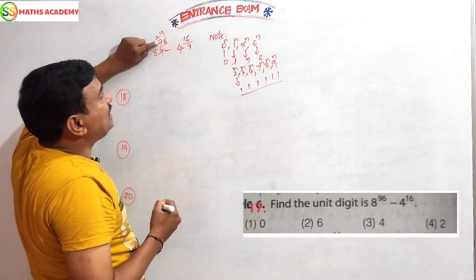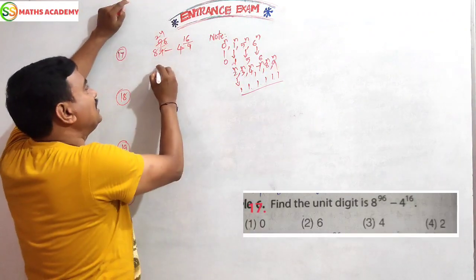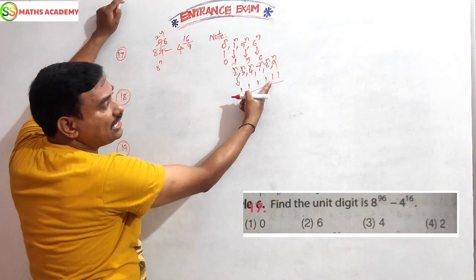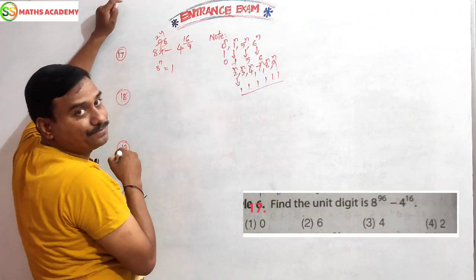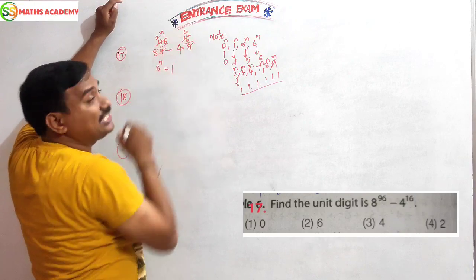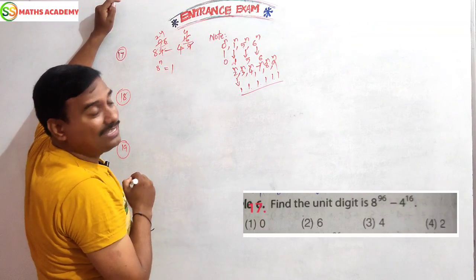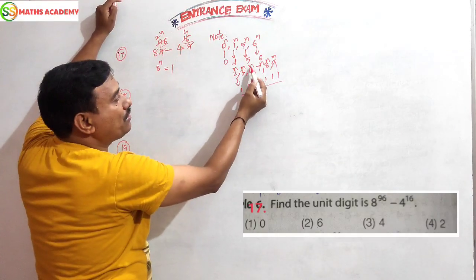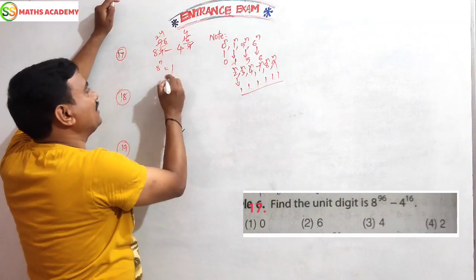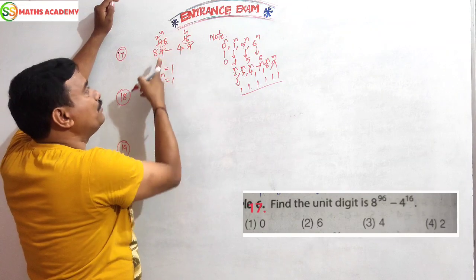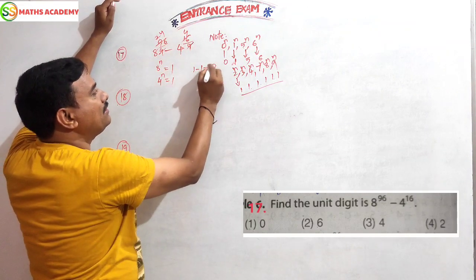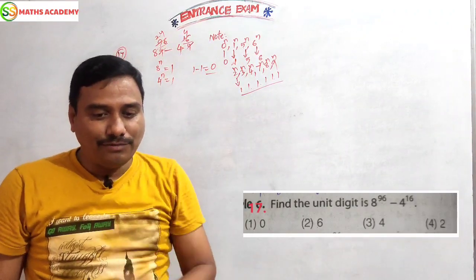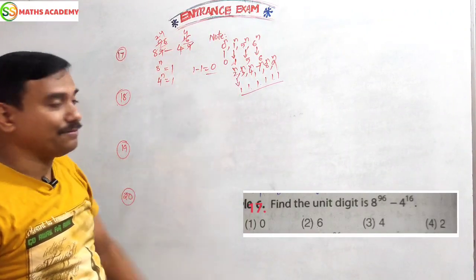So this number, 96, is exactly divisible by 4. Means 18 to the power of 96 is in the form of 8 to the power of n. 8 to the power of n, what is the answer? 1. Okay? 16 is also exactly divisible by 4. 4 to the power of 16, what is the answer? 1. In between there is a minus. 1 minus 1, 0. Finish, answer. Right? The option will be 1.